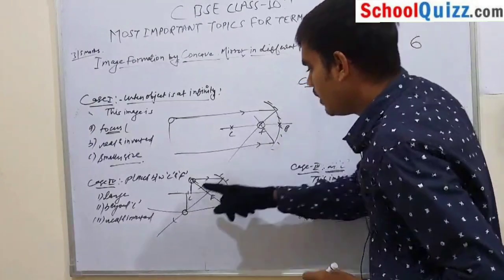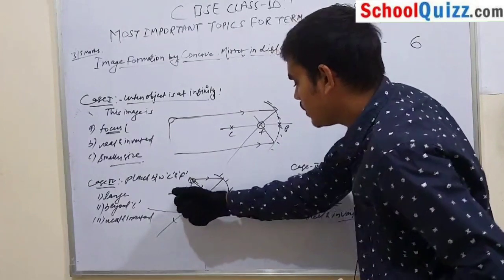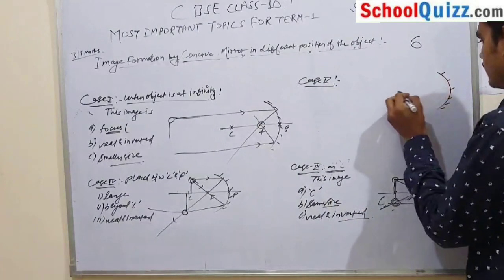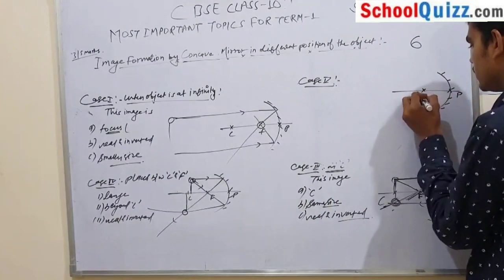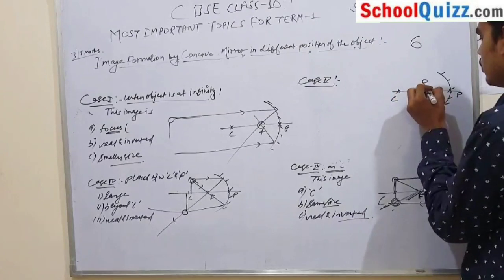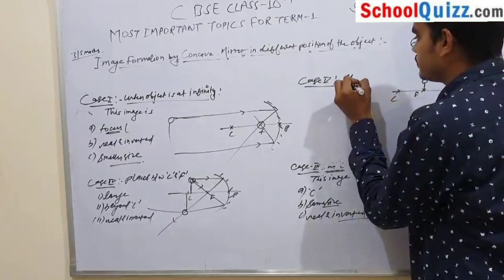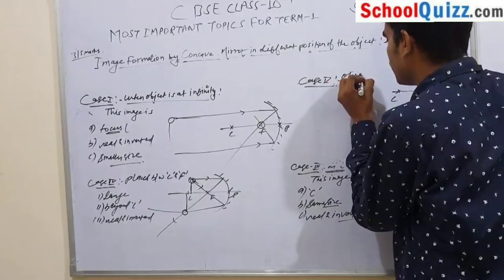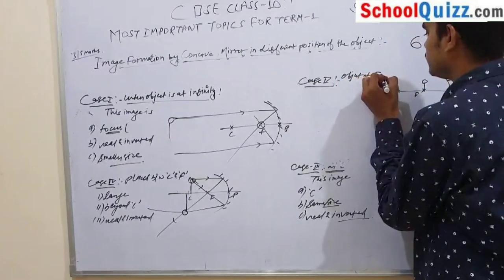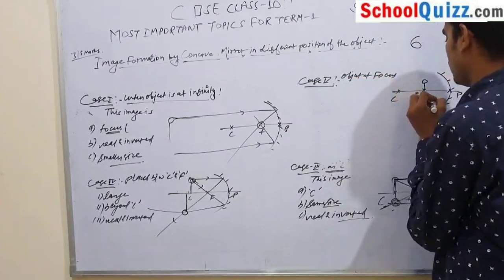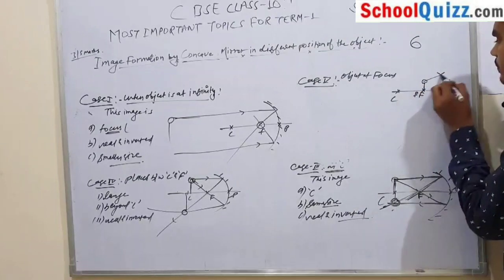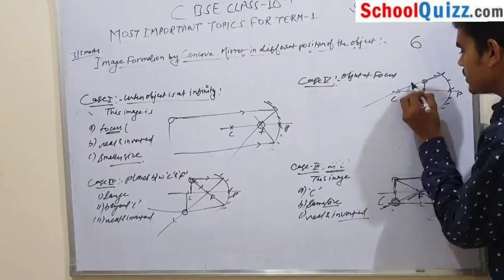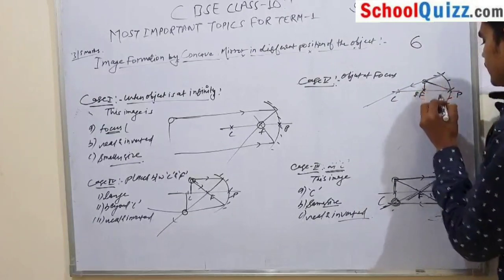What is case number 5? Again we are shifting our object closer to the mirror, that is, at the focus. This is the pole, this is the focus, this is the center of curvature. Now we keep the object at the focus. Now draw a ray which is normal to the sphere, so it retraces its path and passes through the center of curvature, and another ray at the pole.